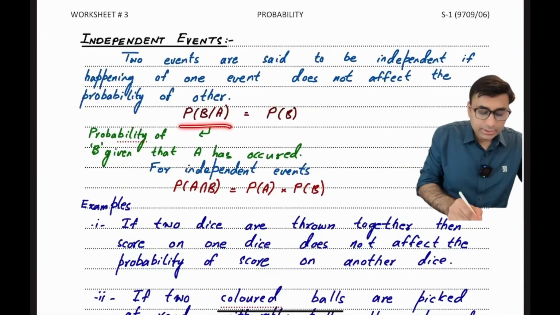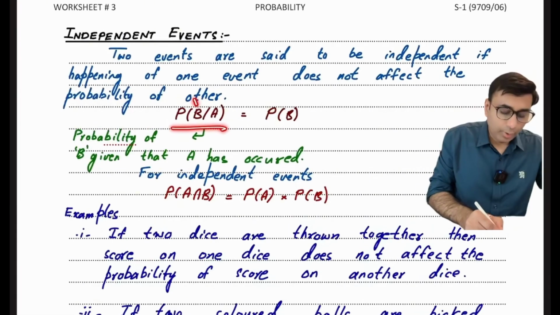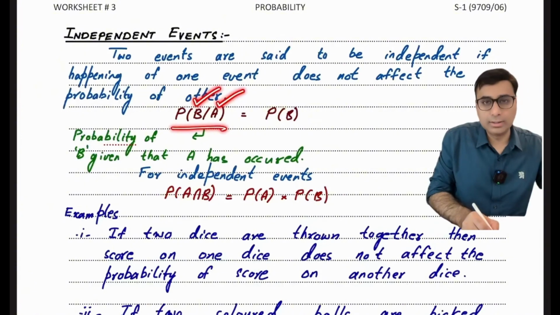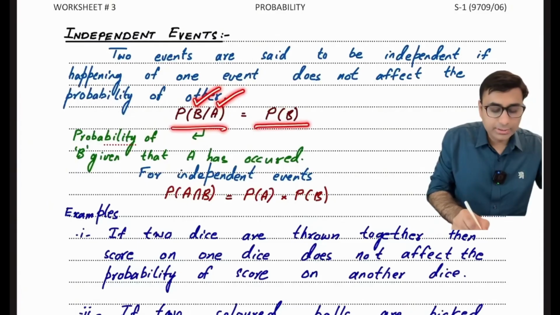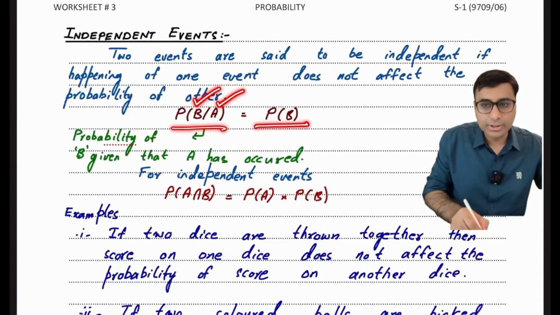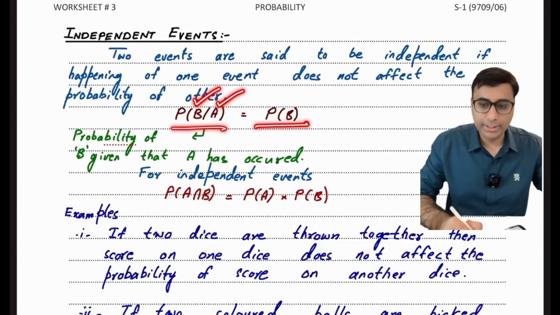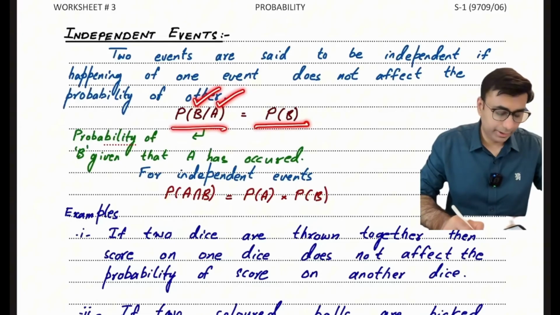Now, this is a symbolic notation of the probability of B given that A has occurred. So if you're finding out the probability of B given A and that is the same as the probability of B, which is not affected by the happening of A, then such an event is called an independent event.